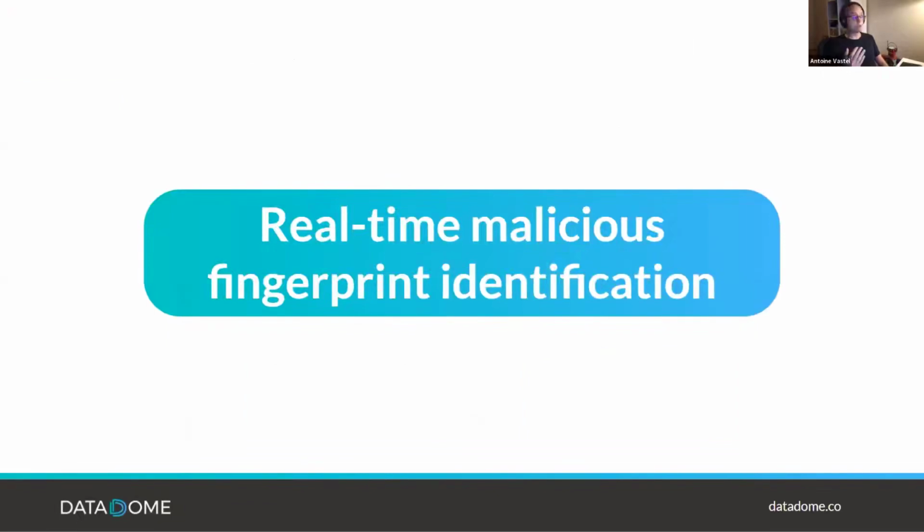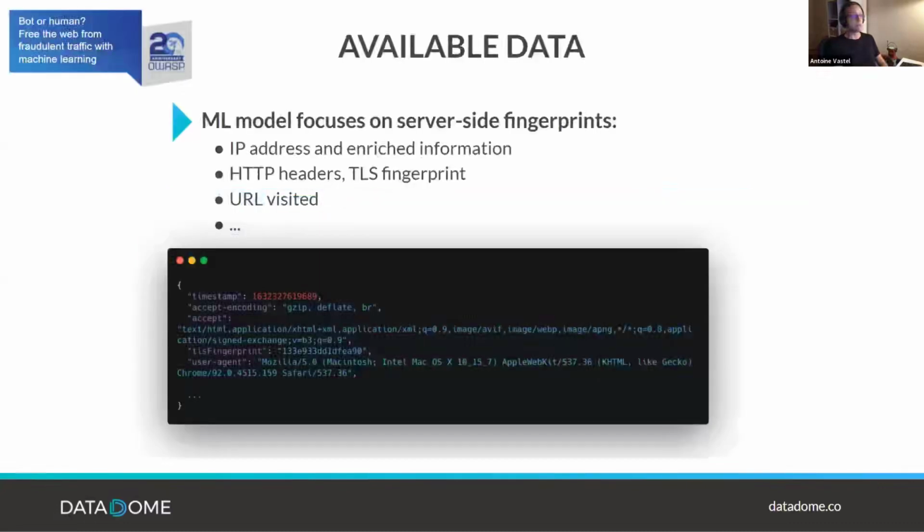So now that we know that an attack is going on, we need to identify the subset of malicious traffic among all the website or application traffic. And how do we do that? So for this particular machine learning approach, we focus on server-side fingerprints. By server-side fingerprints, we mean attributes that can be accessed when we retrieve a request, such as an IP address, along with all the information that can be enriched with an IP address, such as the autonomous system, the country, whether or not it's a proxy. We will also use information from the HTTP headers, the TLS fingerprint, as well as URL visited. And we can use basically any attribute available on the server side. We will call it a fingerprint.